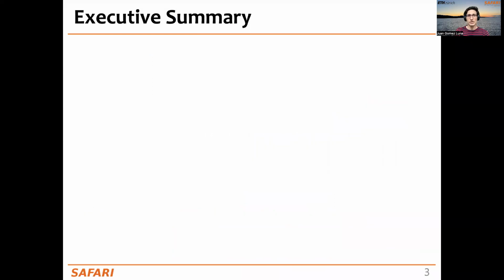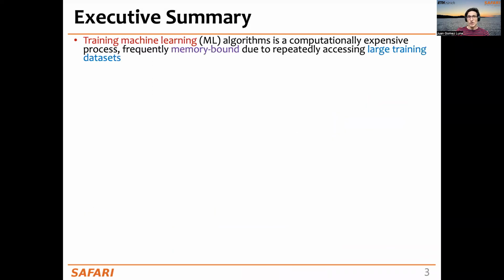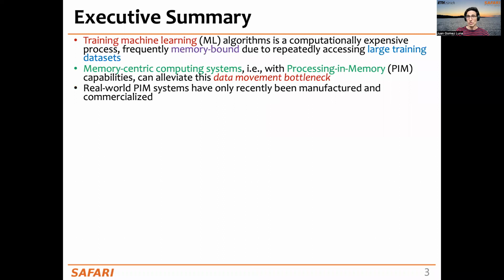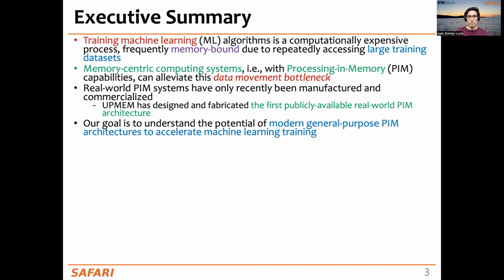Let's start with a brief executive summary. Training machine learning algorithms is computationally expensive and memory bound due to the accesses to large training data sets and their iterative nature. Memory-centric computing systems, that are systems with processing in memory capabilities, can alleviate this data movement bottleneck. And real-world processing in memory systems, as you know, have been manufactured and commercialized since the advent of the PIM architecture.